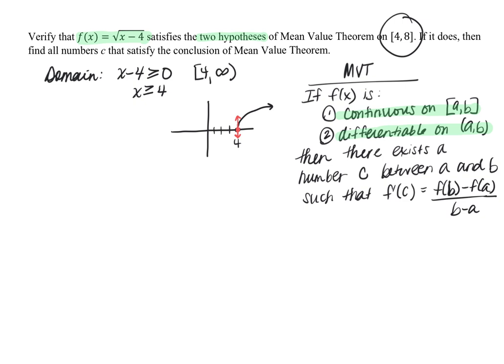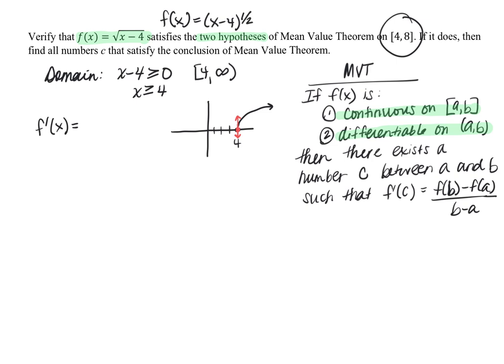And we could verify that with a little bit of algebra if we went ahead and actually found the derivative, which we're going to need to do anyway later. So we might as well do it now. So we may want to rewrite this function. Remember, the square root can be rewritten as x minus 4 to the 1/2 power.